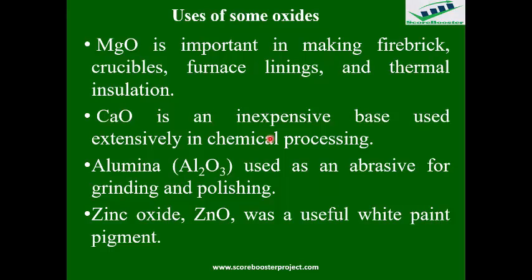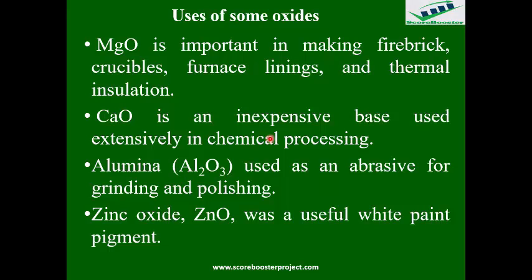Alumina, they call it corundum. This corundum is a very hard substance. Because of this hardness, it is used as an abrasive material in grinding and polishing. So that is one of the uses of alumina.